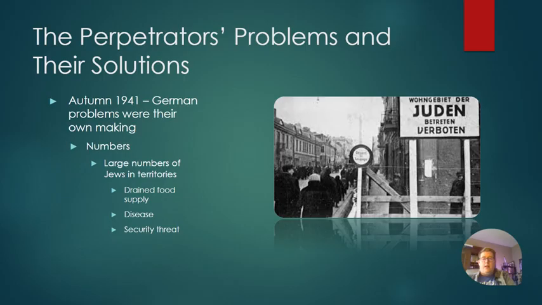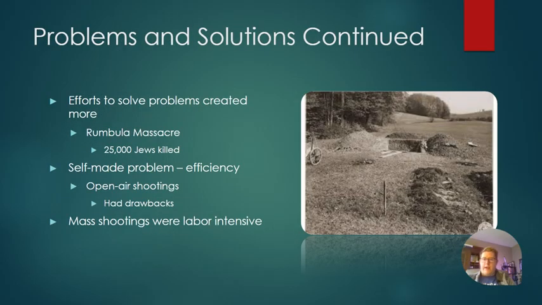Now, efforts to solve this problem created more. An example would be the Rumbula massacre near Riga. In the fall of 1941, German police sent thousands of German, Austrian, and Czech Jews to the east, to ghettos and camps near Riga, which, if I remember correctly, is in Poland.